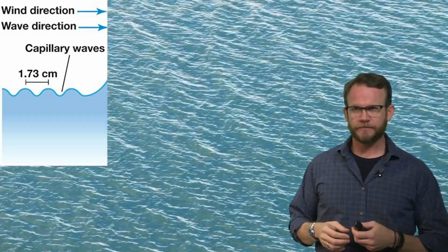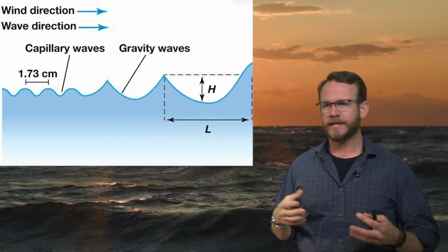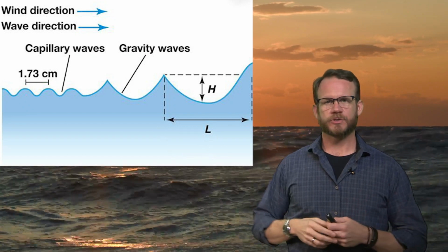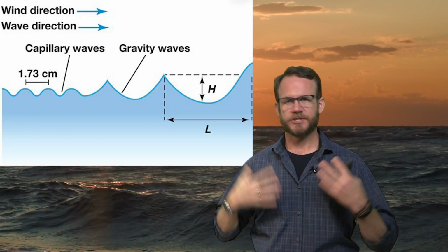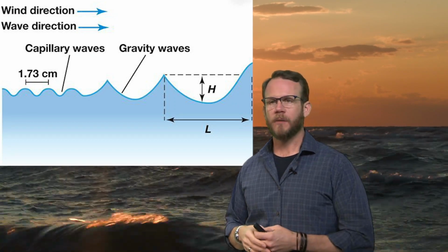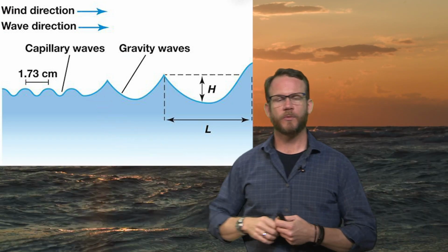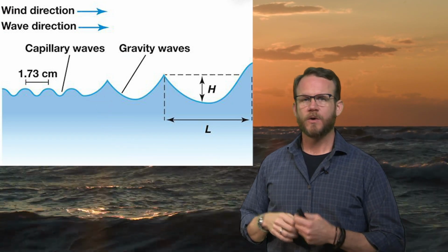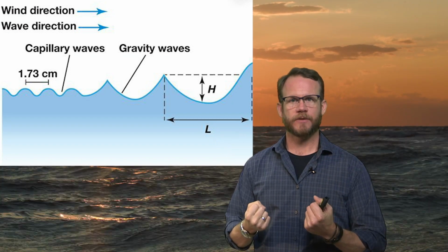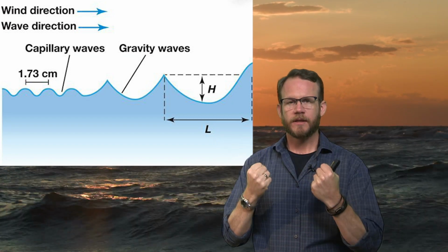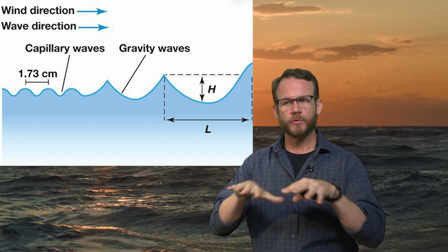So the wind keeps blowing. We end up in our next zone, something called gravity waves. And again, like I said, these are named after their restoring force. So for a gravity wave, we still have the same disturbing force. It's just still the wind. But because they've gotten too big, they've gone past that 1.73 centimeter wavelength, we now have to have something else, and it's just gravity. Remember, gravity pulls everything with mass down to Earth. So over time, that force pulling down towards Earth will smooth everything out.